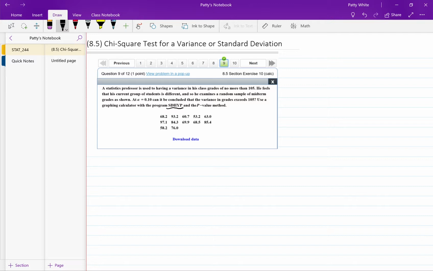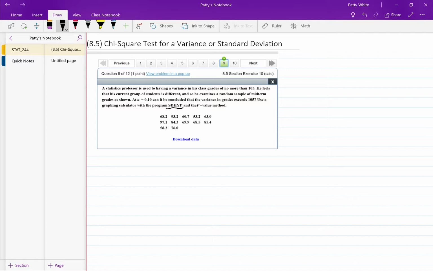So I'm going to go through an example of how to solve it with the programs that you have on your calculator. Our first step is going to be to read the problem and decode it. So a statistics professor is used to having a variance in his class grades of no more than 105. He feels that this current group of students is different, so he examines a random sample of midterm grades as shown, and at an alpha level of 0.10, can it be concluded that the variance in grades exceeds 105? Use this program, which we won't, but we will use a p-value method.